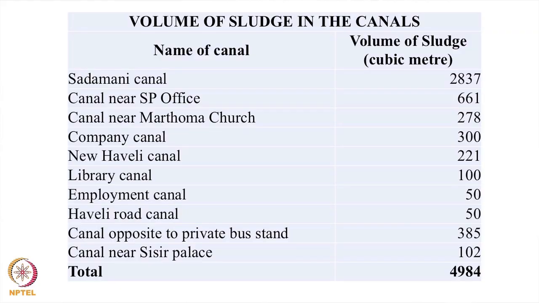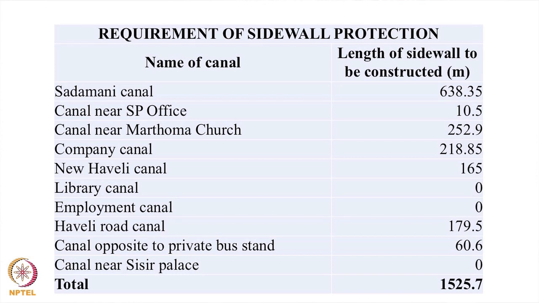The volume of sludge we have calculated, and the sidewall protection needed also we have calculated. What does this bring? This brings in a lot of transparency. The government, the irrigation department, has also tried to do this. When they do it, it becomes 10 times more. That's the contractor-engineer nexus.